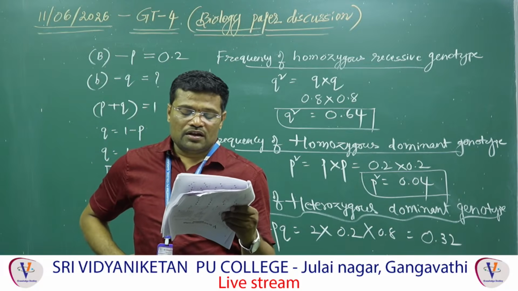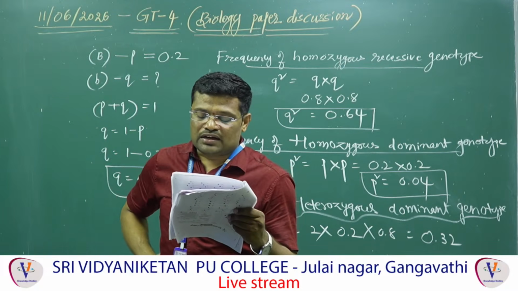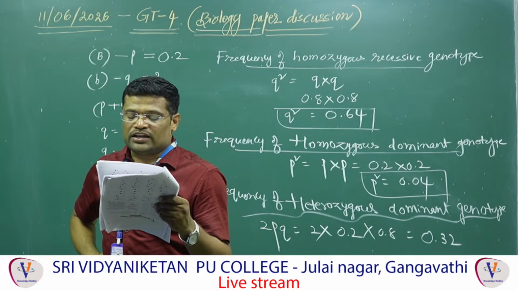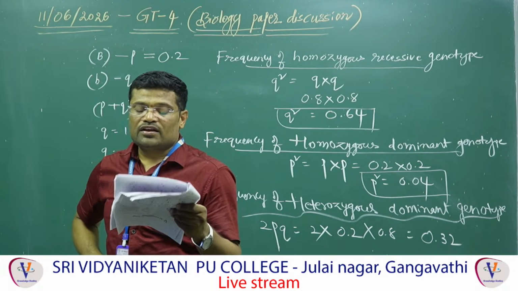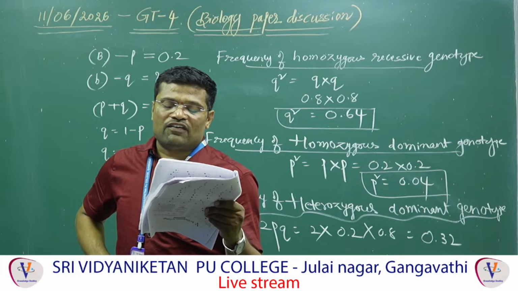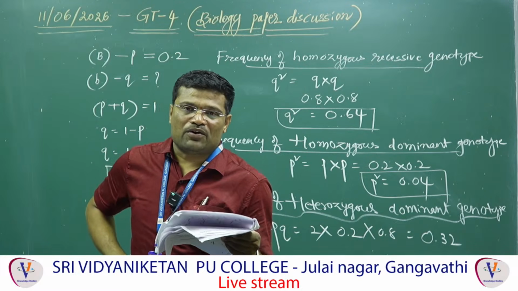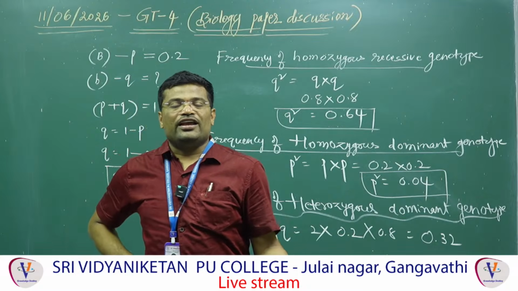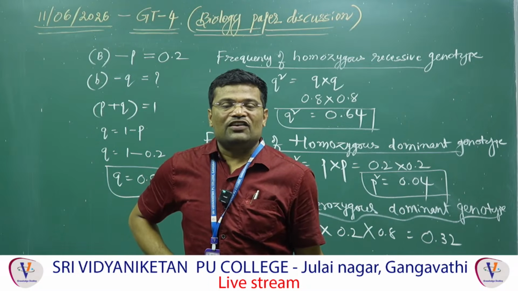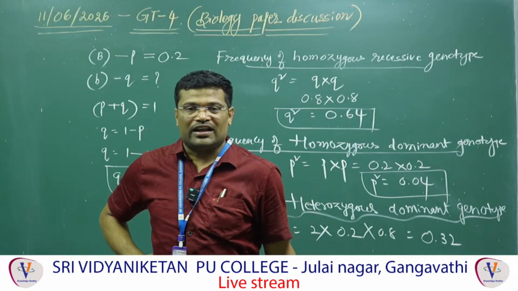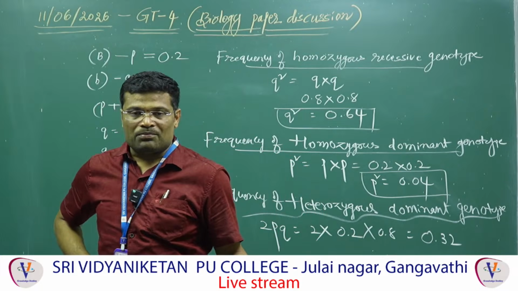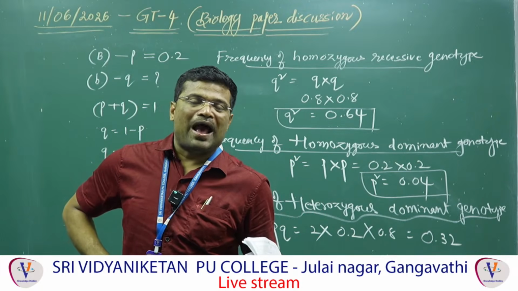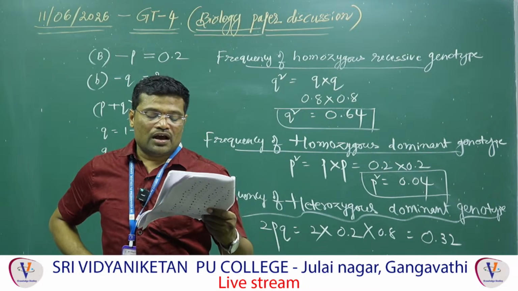Next, 138. The immunity that develops by injecting preformed antibodies is called immunization. Obviously, immunization comes under artificial passive acquired immunity. Answer is 4.